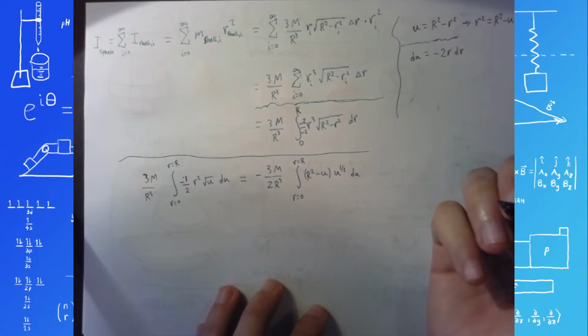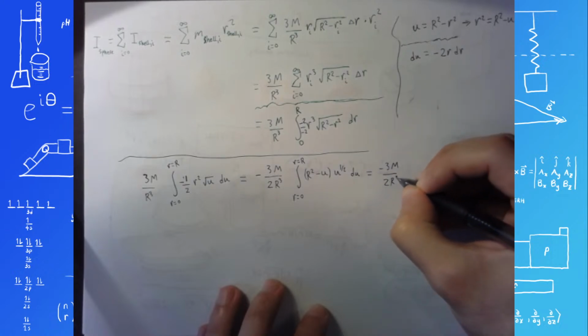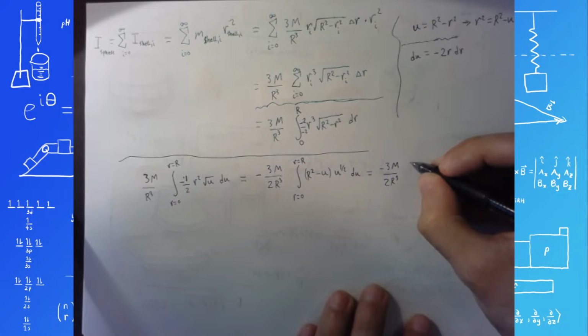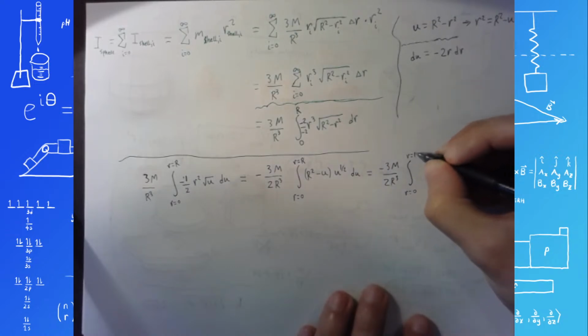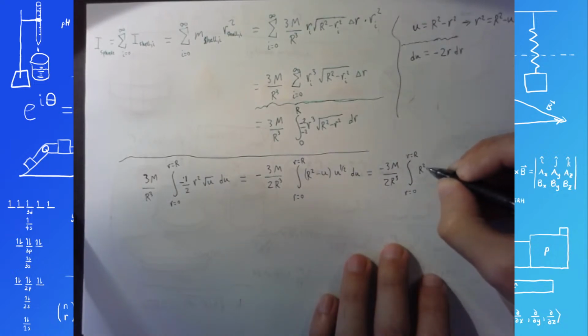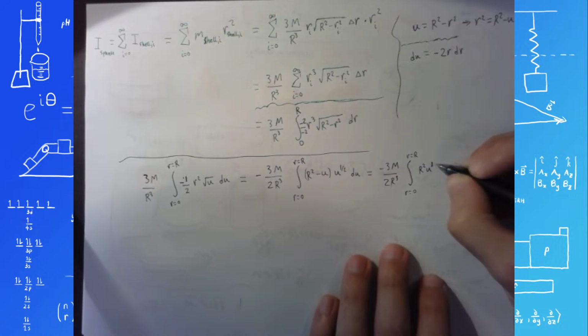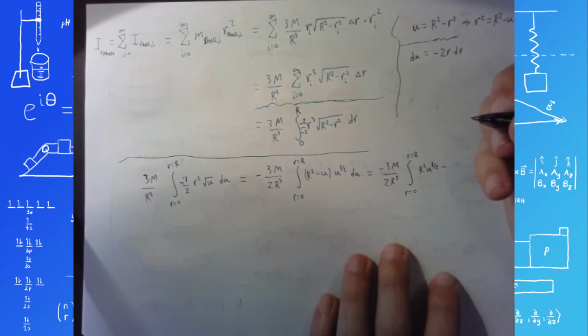And from here we can distribute u to the 1/2, so that becomes negative 3m over 2 big R cubed times big R squared u to the 1/2 minus u to the 1 times u to the 1/2. 1 plus 1/2 is 3/2, so that's u to the 3/2 du.